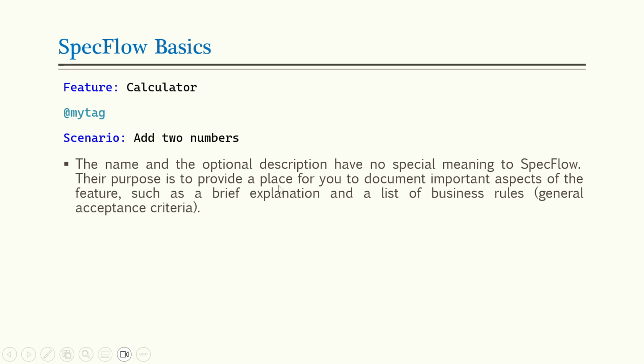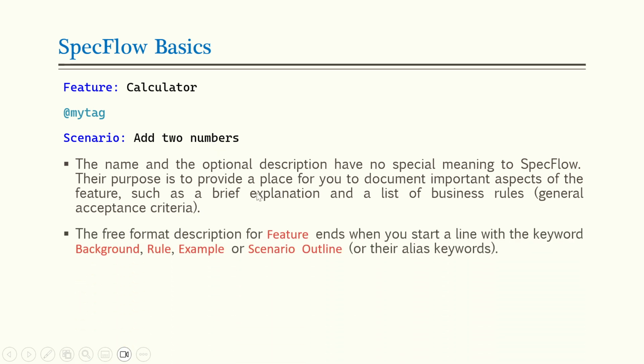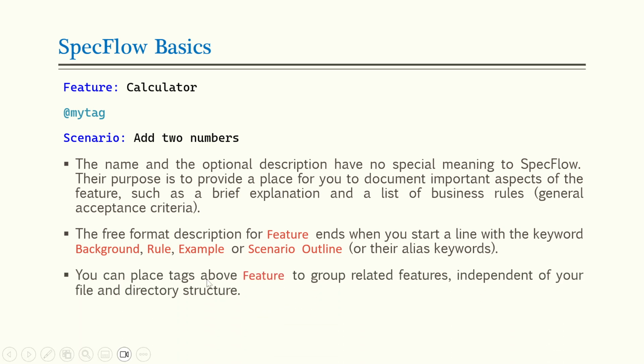Their purpose is to provide a place for you to document important aspects of the feature, such as a brief explanation or list of business rules, general acceptance criteria. So this is the criteria, add two numbers. The free format description for feature ends when you start a line with the keyword Background, Rule, Example, Scenario Outline, and the like. You can place tags above Feature to group related features independent of your file and directory structure.